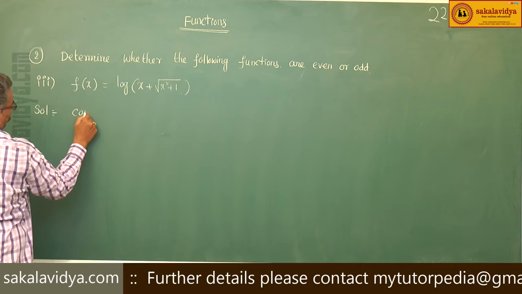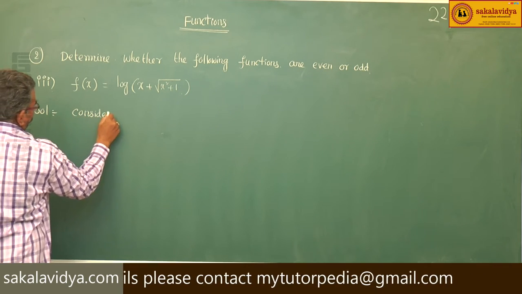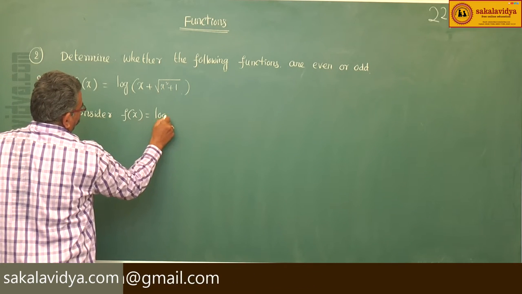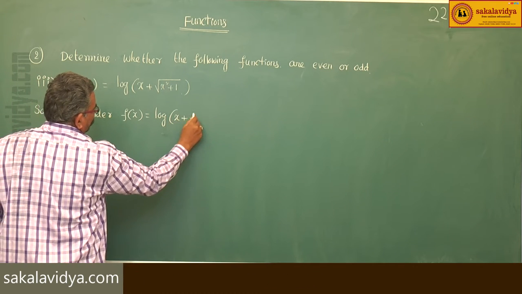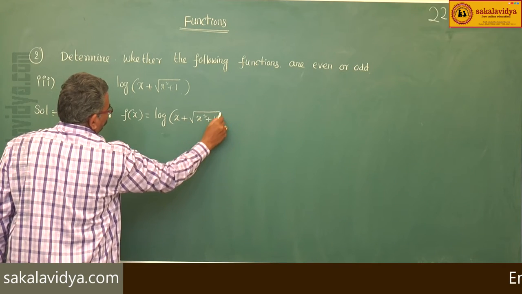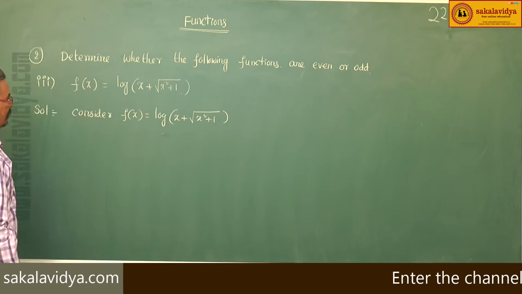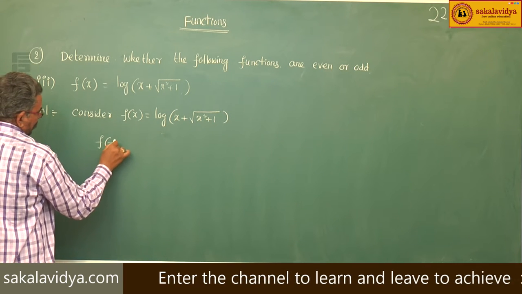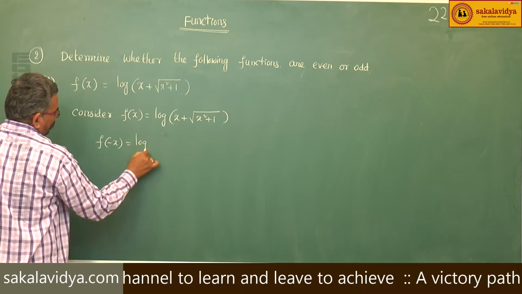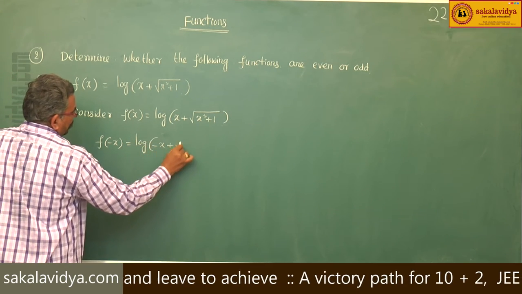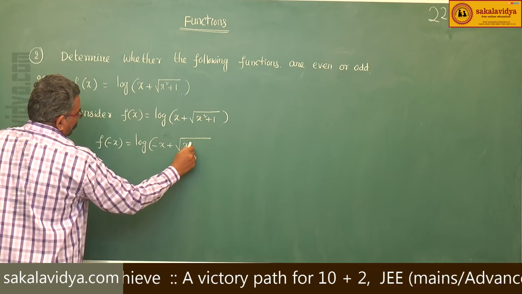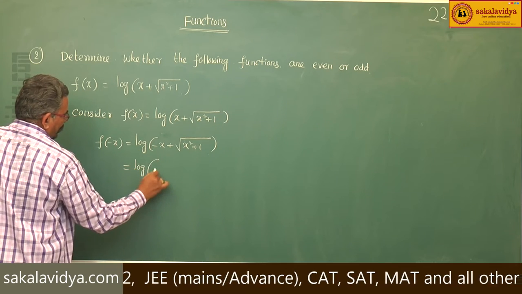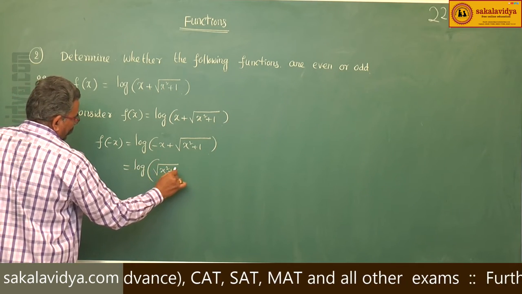Consider f of x is equal to log of x plus root of x square plus 1. Now f of minus x is log of minus x plus root of x square plus 1. This we can write as log of root of x square plus 1 minus x.